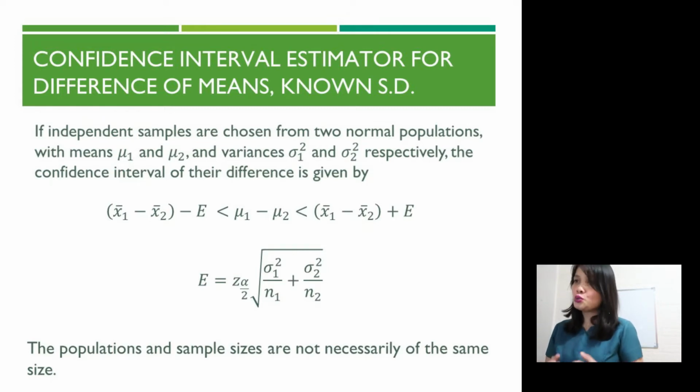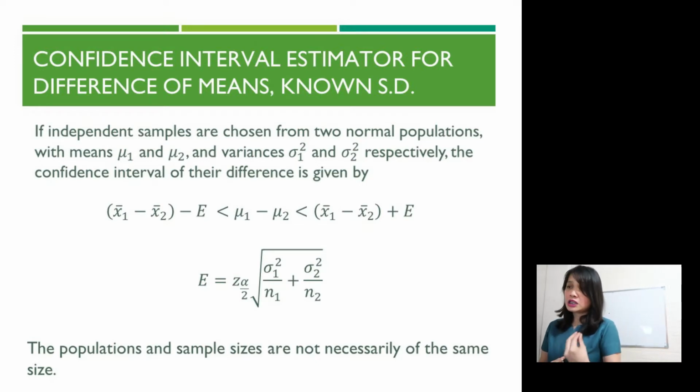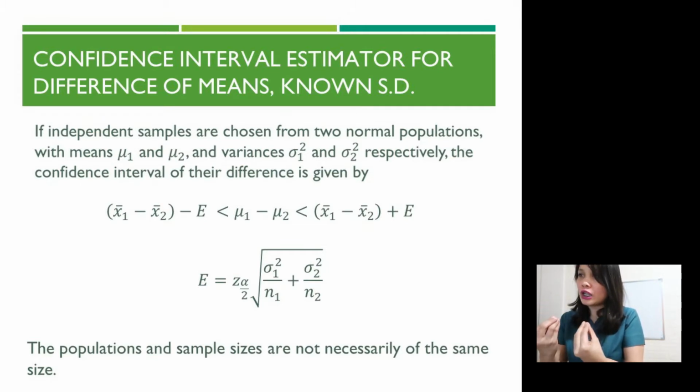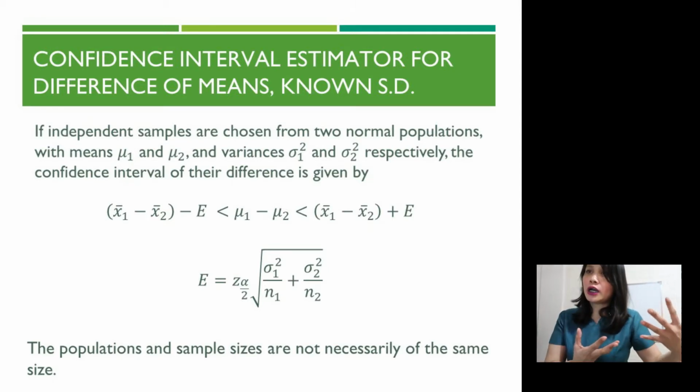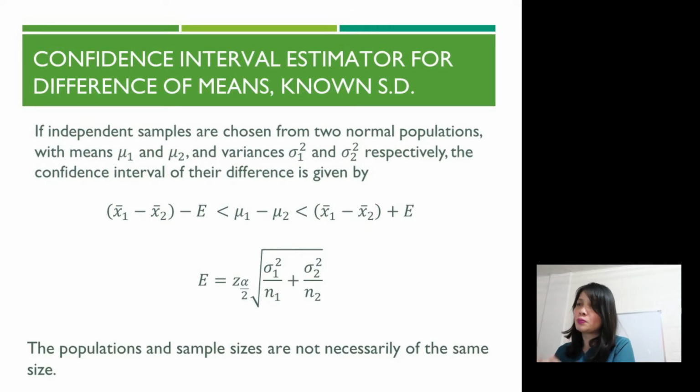If independent samples are chosen from two normal populations with means mu sub 1 and mu sub 2, and the variances sigma sub 1 squared and sigma sub 2 squared respectively, the confidence interval of their difference is given by: mu sub 1 minus mu sub 2 is greater than sample mean sub 1 minus sample mean sub 2 minus the margin of error, but less than sample mean sub 1 minus sample mean sub 2 plus the margin of error.